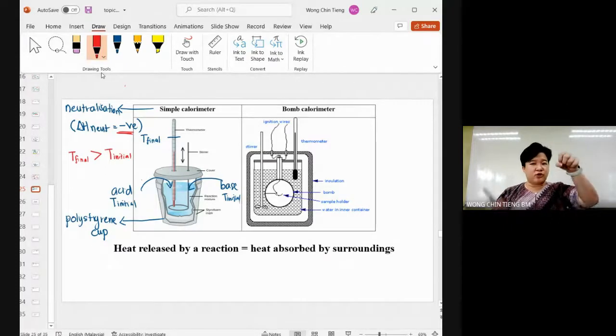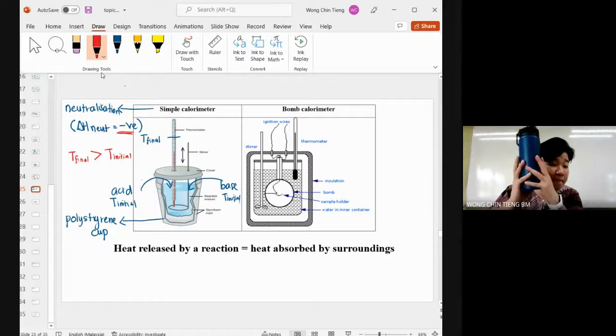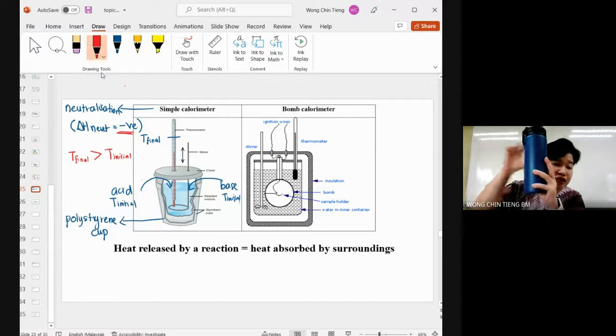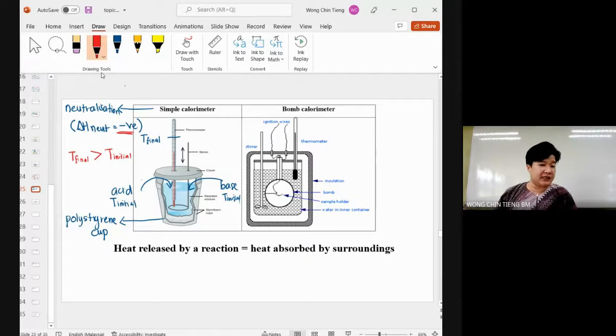Final lebih tinggi. Kenapa final lebih tinggi? Sebab acid masuk, base masuk, neutralization berlaku, haba dibebaskan. Dan saya buat benda ni dalam calorimeter. Kenapa saya buat dalam calorimeter? Sebab saya nak simpan haba yang dibebaskan tu dalam calorimeter. I'm trapping the heat inside here. So when I trap the heat inside, then only I can measure the temperature changes. So when I measure the temperature changes, I got the maximum temperature. That is my final. So my final should always be higher than my initial.